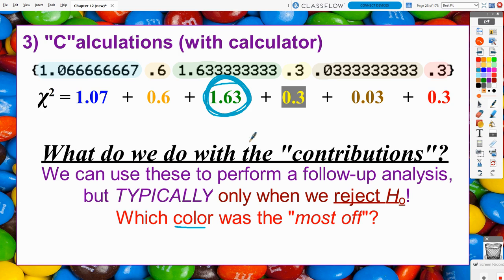I'm trying to remember. I think we observed 11. We only expected 7.5. So there was a 3.5 difference. But remember, it's not just the difference that makes it the highest contributor, it's really the squared difference divided by what we thought should happen. So that is that 1.63 value.